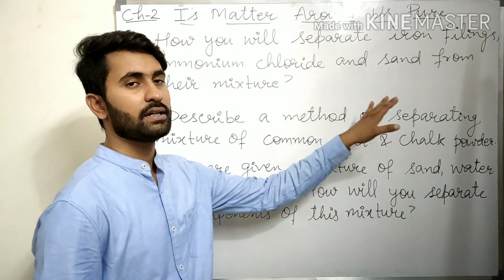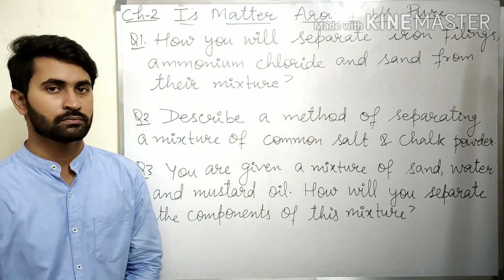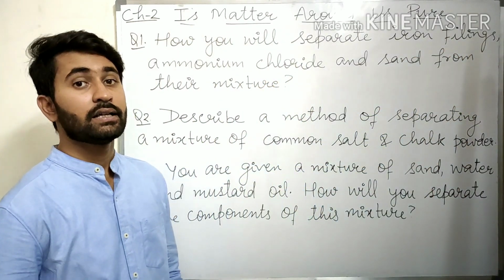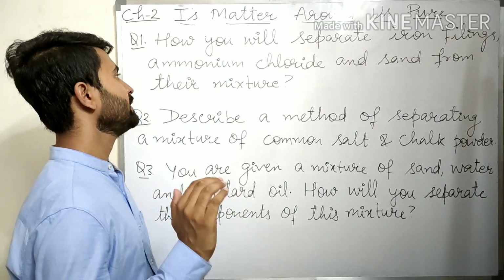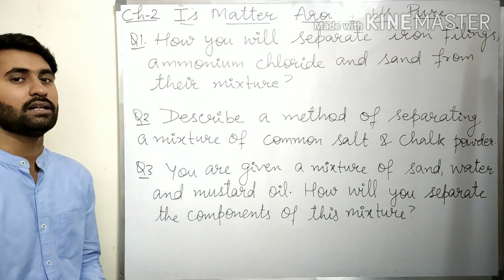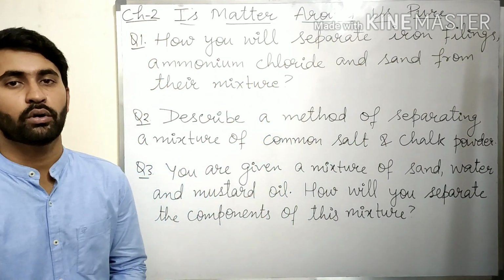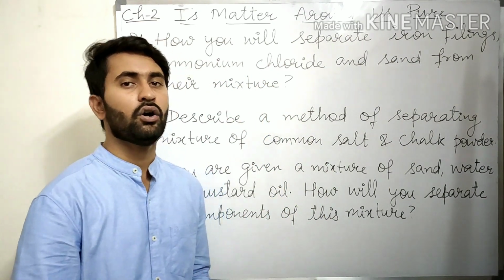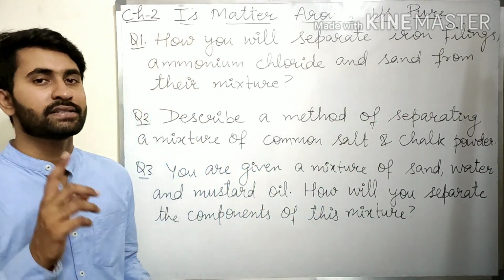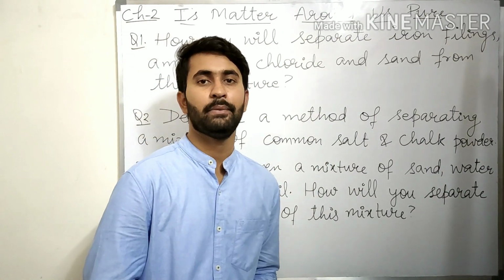How will you separate iron filings, ammonium chloride and sand from their mixture? First of all, we know that iron filings are attracted by magnets, whereas ammonium chloride and sand are not attracted by the magnet. We also know that ammonium chloride sublimes on heating, or it undergoes sublimation, whereas sand is neither attracted by the magnet nor does it undergo sublimation.